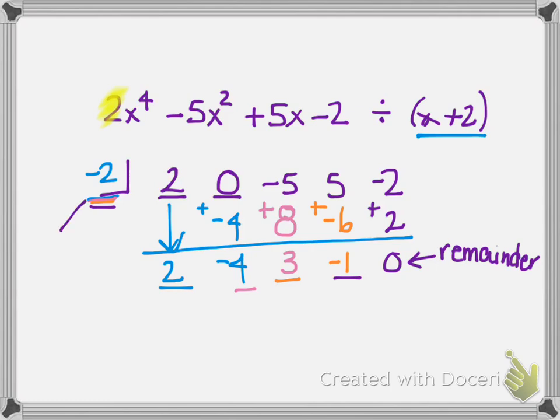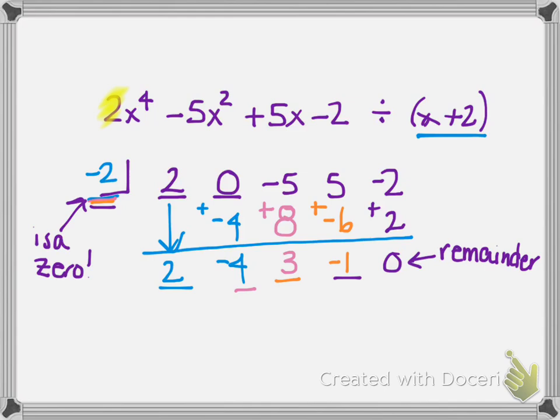you just proved to me that -2 is a 0. If we were to graph that polynomial in our calculator, it would cross at -2. So let's go ahead and write our final answer.